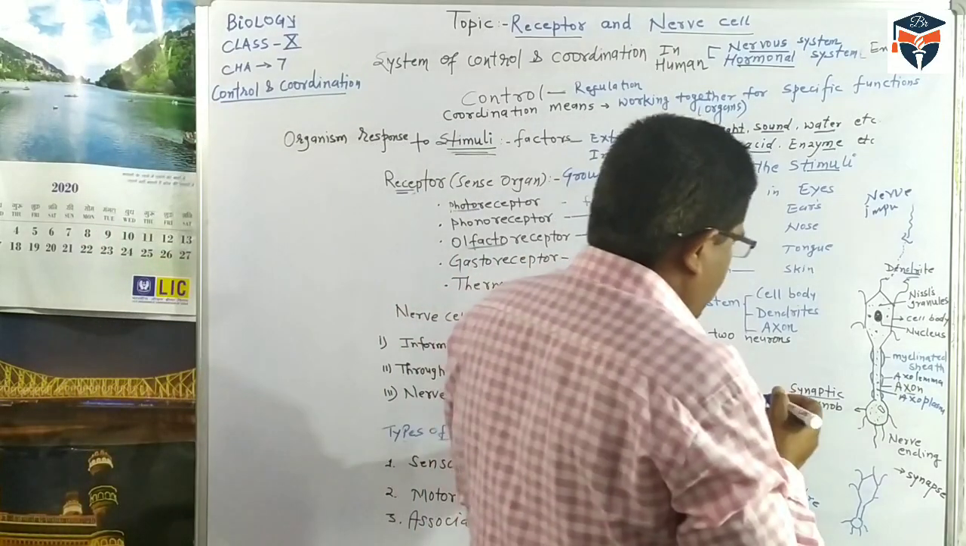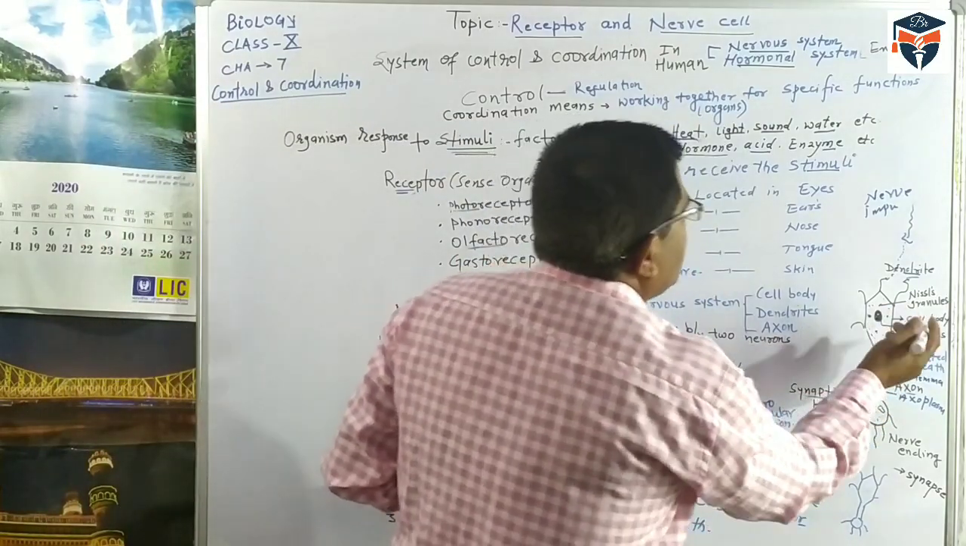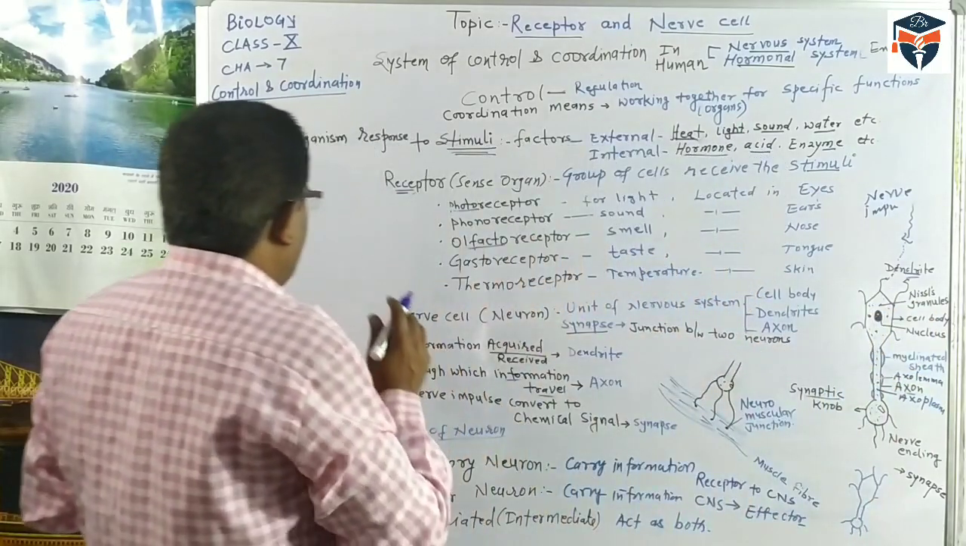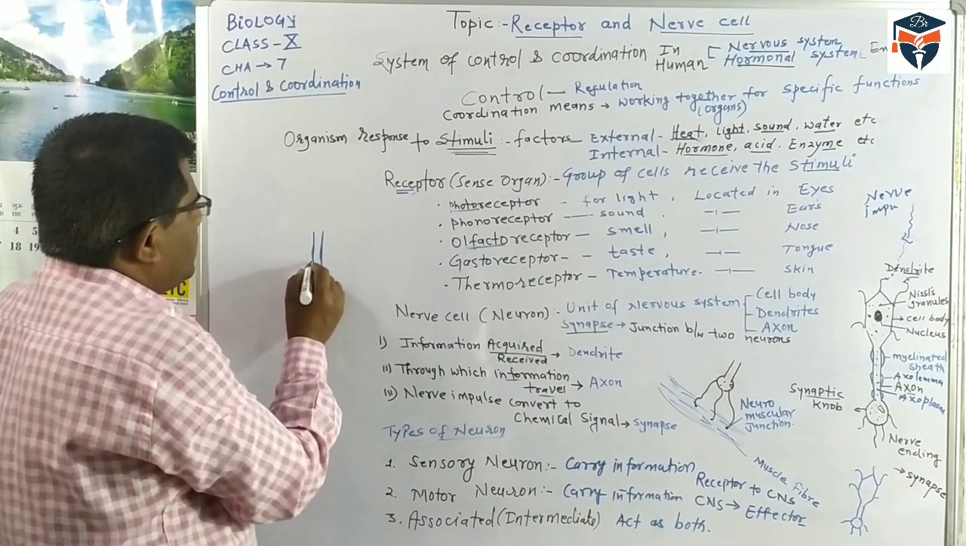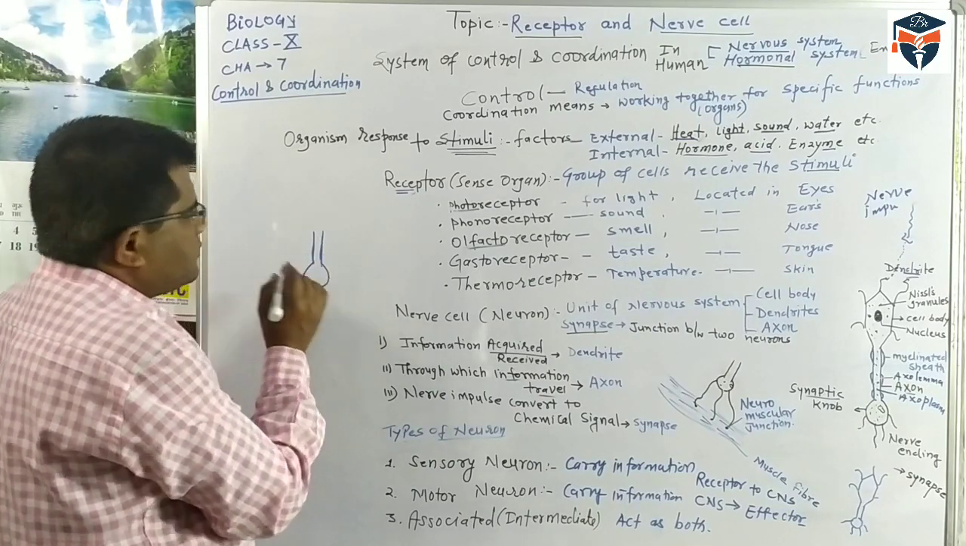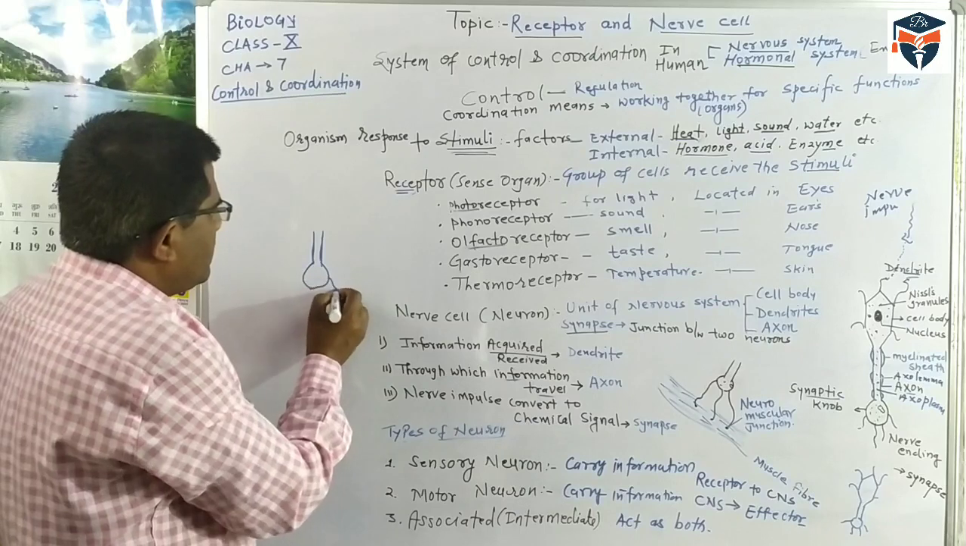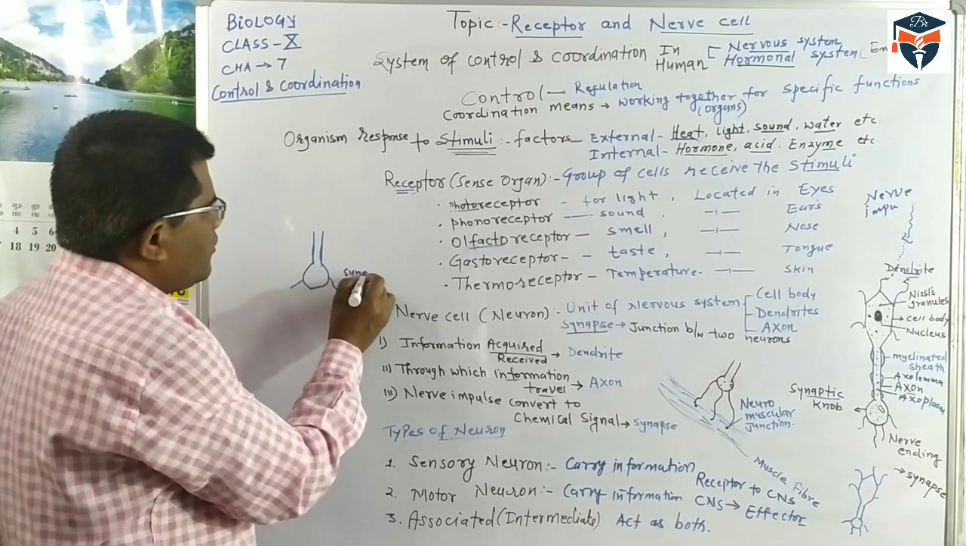So try to understand here, children. This is the nerve cell diagram. In this nerve cell diagram, as I told you, this swelling structure is the synaptic knob. So it is the synaptic knob.